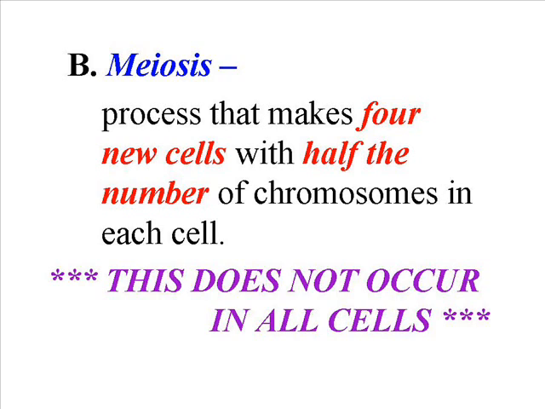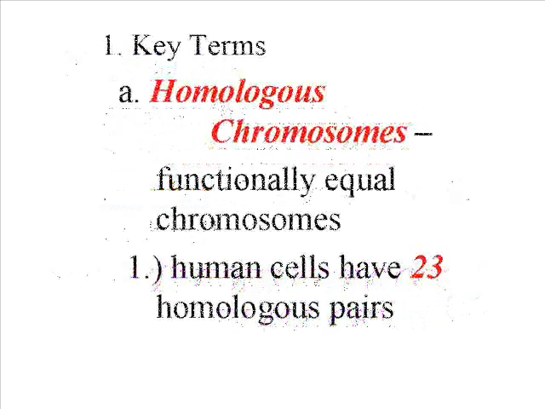Now again, this is due to the fact that meiosis's goal is to create cells that can be used for the process of sexual reproduction. Okay? As a result, as I wrote there in the notes, it does not occur in every single cell.